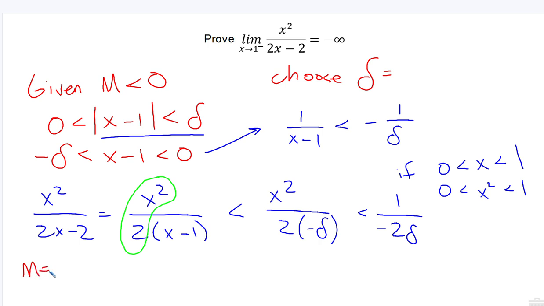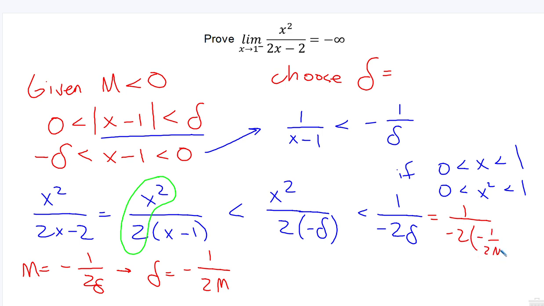If I let m be negative 1 over 2 delta, with just a little bit of cross multiplication, that tells me that delta should just be negative 1 over 2m. So we'll just say, okay, this is equal to 1 over negative 2 times negative 1 over 2m. And if you undo all of that, the negatives cancel, the 2 over the 2 cancels, and you have 1 over 1 over m, which is just m. Therefore, we just need to choose delta to be equal to negative 1 over 2m. And we can show that this limit is equal to negative infinity.